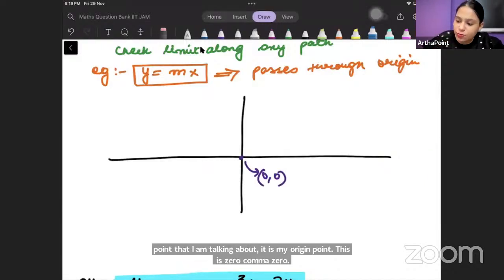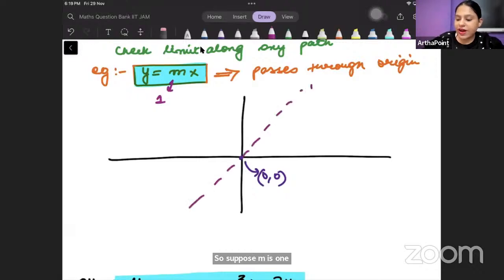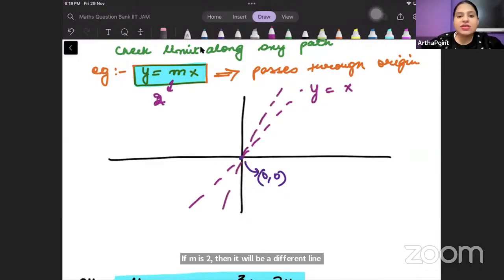And when I have to plot this line, y is equal to mx. So suppose m is 1. तो ये 45 degree line हो जाएगा. Y is equal to x का line हो जाएगा. If m is 2, then it will be a different line. If m is half, it will be a different line.